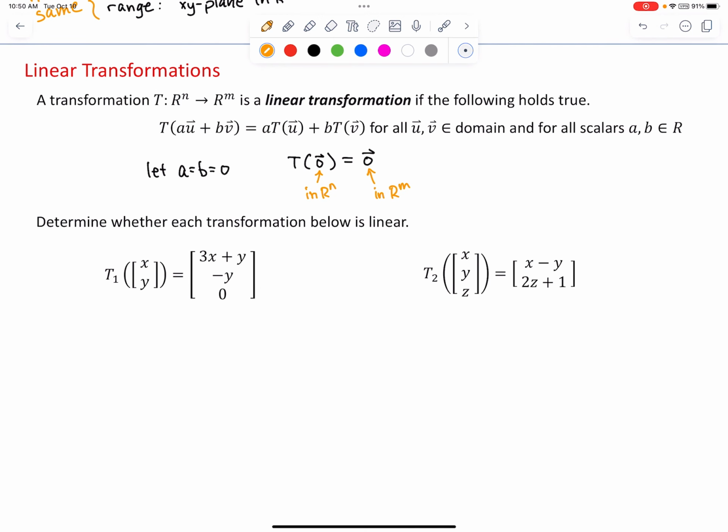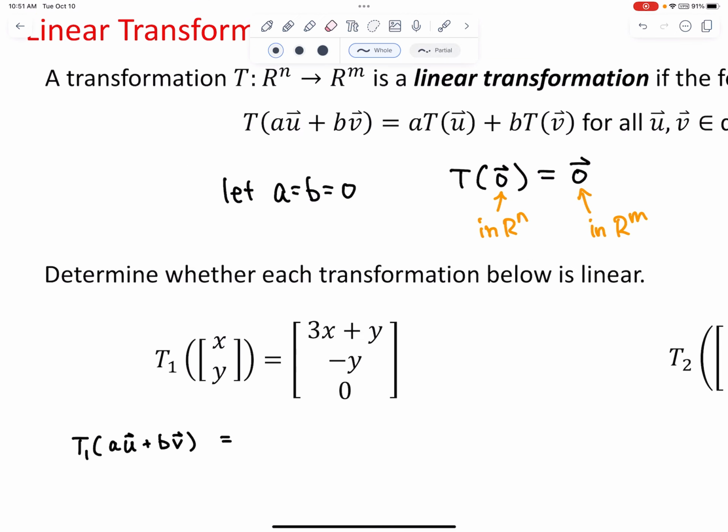Now let's determine whether the two transformations below are linear or not, and these are the same transformations from the previous page. To prove that a transformation is linear can be a little more tedious than to prove it's not linear. I will tell you now that transformation 1 will be a linear transformation, but transformation 2 will not be, and we'll establish our reasons for saying that. To prove that this transformation is linear, we basically have to establish this statement right here is true for all scalars a, b, and for any input vectors u and v.